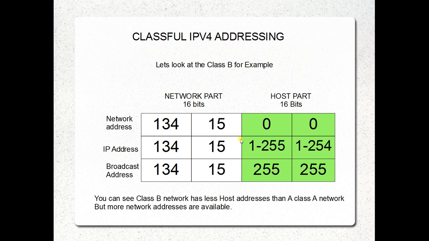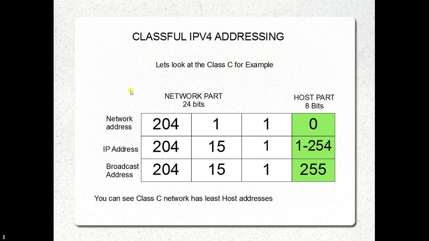So basically, this is your network, this is your broadcast address, and everything in between is IP addresses that can be assigned to a computer or host. And don't forget, each one of these blocks is 8 bits. And that's your IP address when you see 134.15.1.1. Your network is this part, and your IP address is the host part.